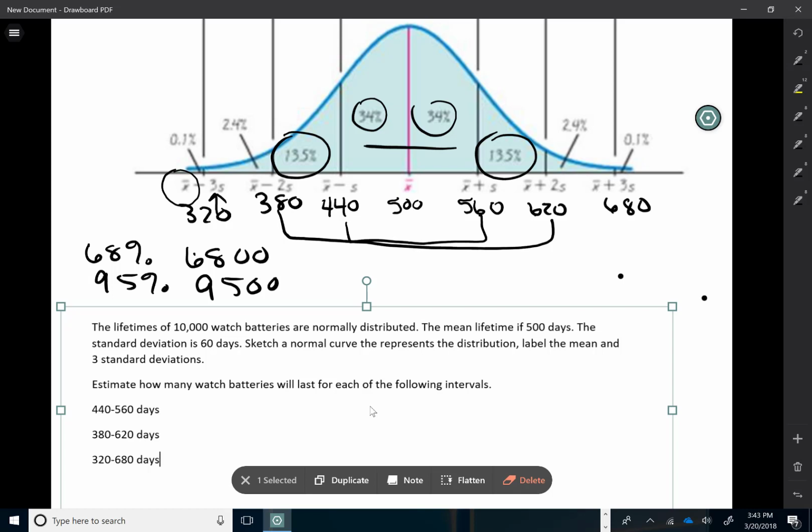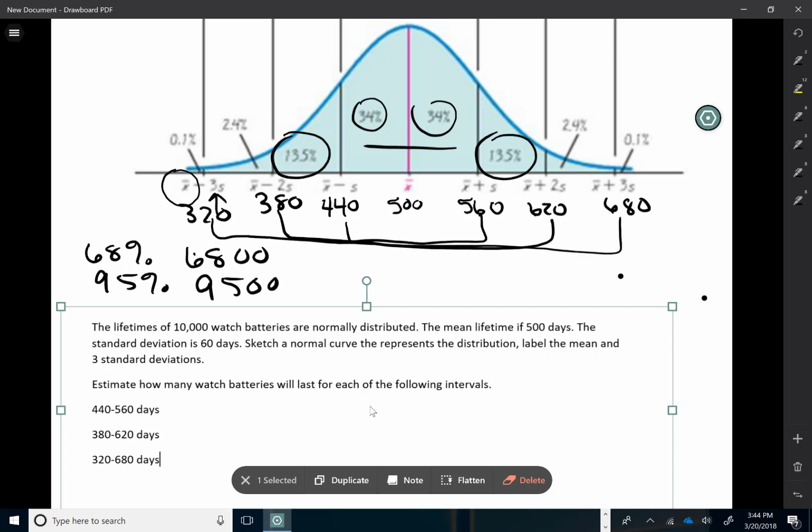Next, 320 to 680 is here. If you add up your percentages, 2.4 plus 0.1 plus 13.5 plus 34 plus 34 plus 13.5 plus 2.4 plus 0.1, you'll notice that all those percentages on the graphic add up to 100%. So 100% of those watch batteries would last 320 to 680 days. The lowest is 320 and the highest is 680, so that fits within all of your standard deviations. That's the purpose of this.